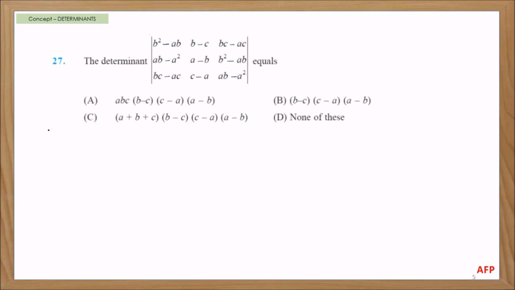So here is a determinant we are having. I will directly take this, and in the first one we will take b as common.